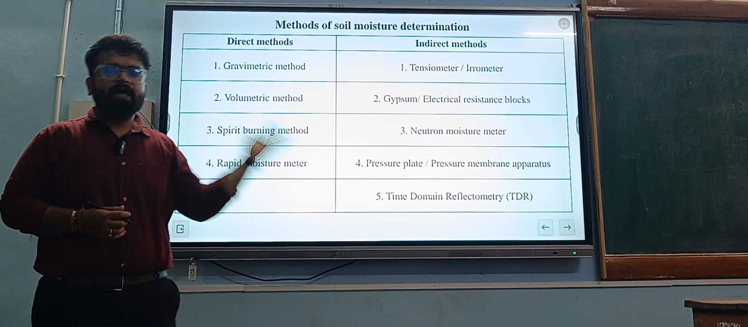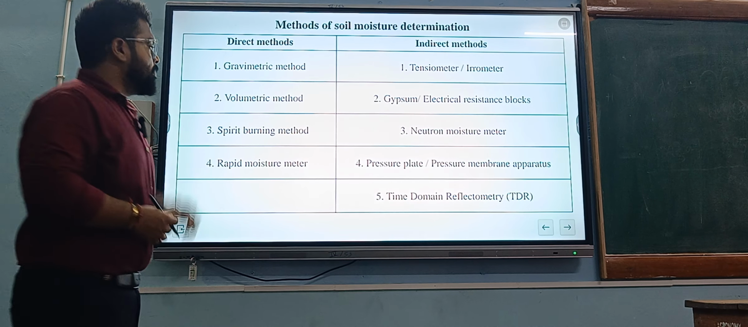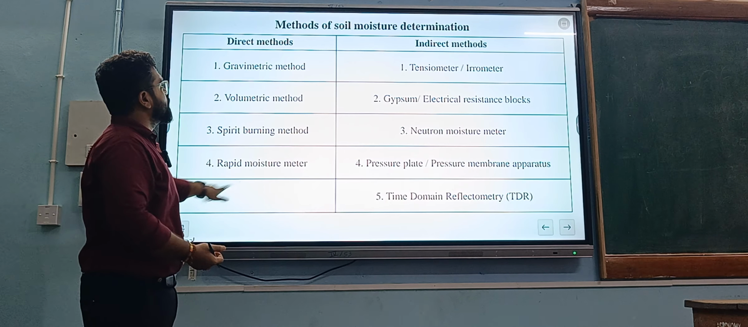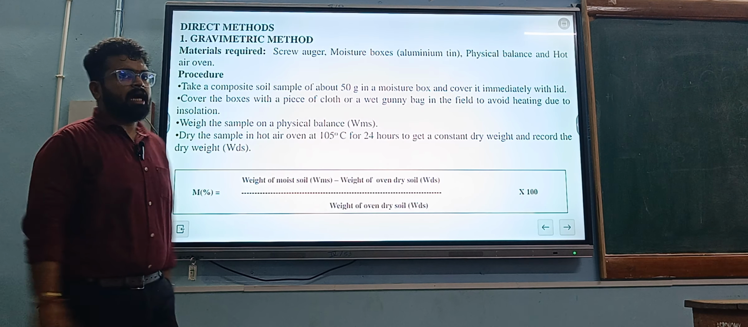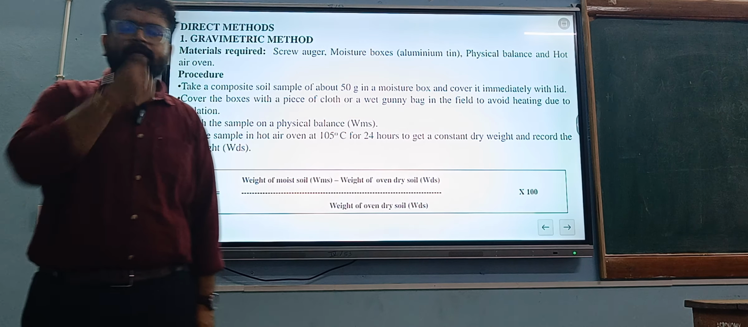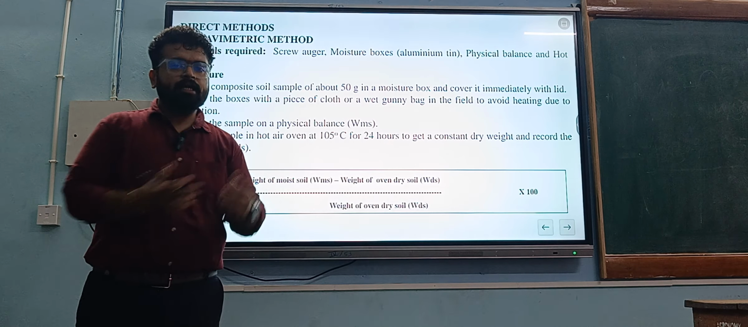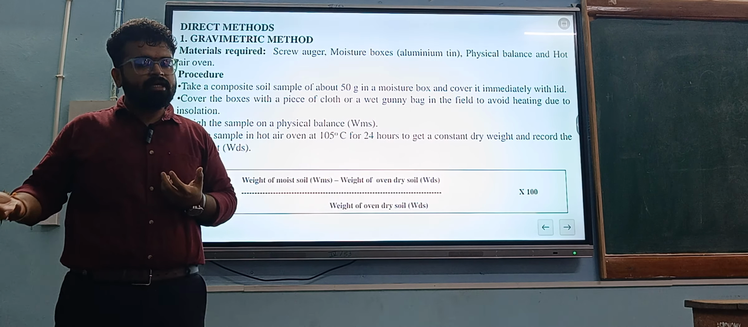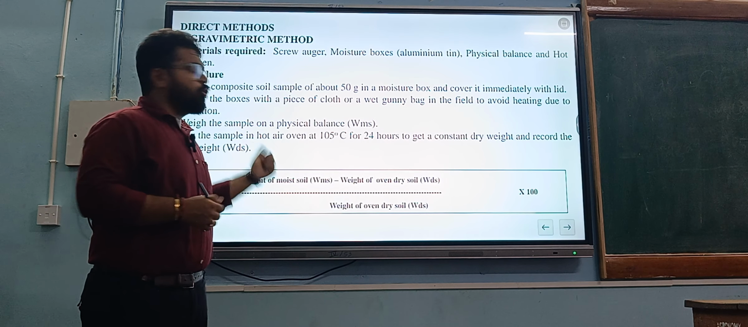So we have discussed the direct method and indirect method of measuring the soil moisture. We will discuss each individual method. Starting with the direct method, the gravimetric method. What is the gravimetric method? It is an age-old practice where we take the soil sample, we take the fresh weight, we take the dry weight, and we calculate using this formula.